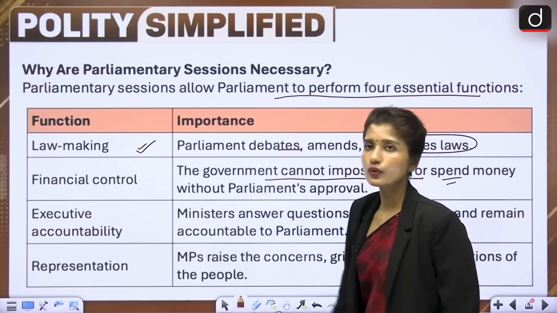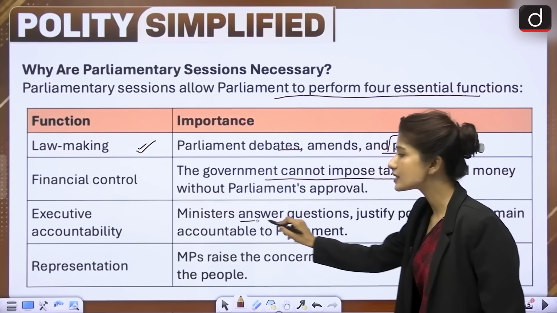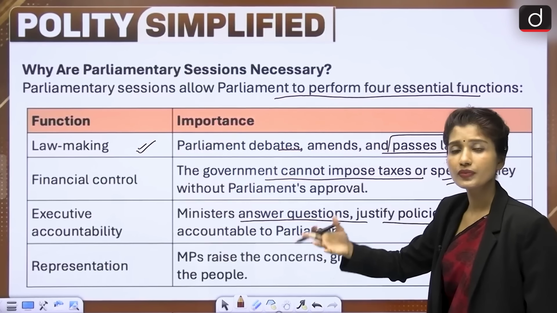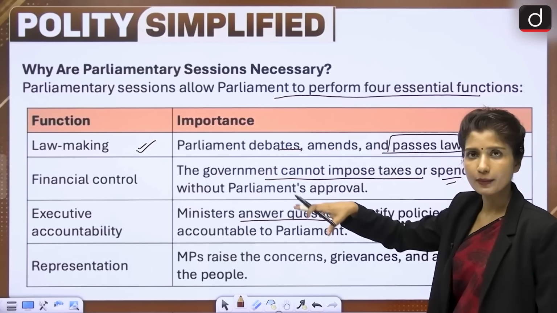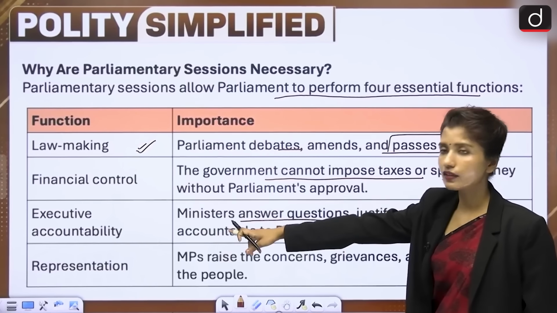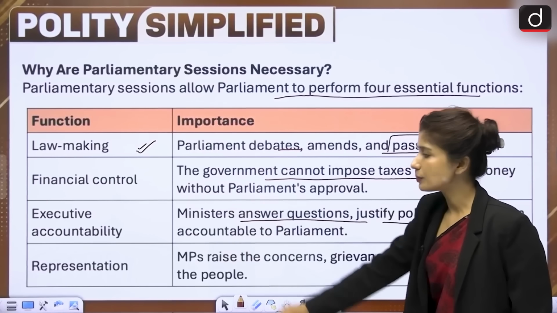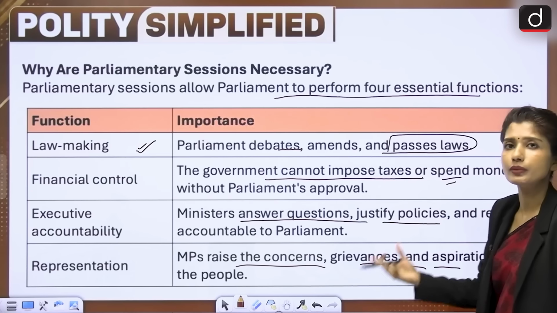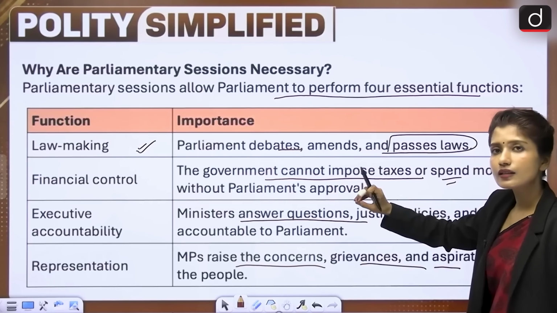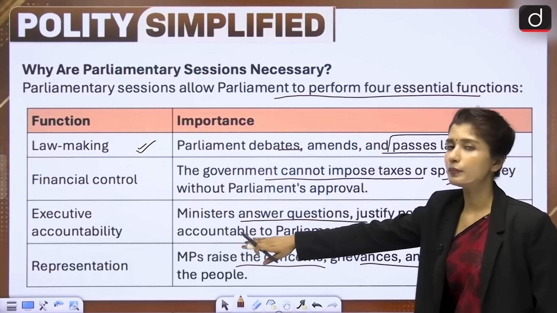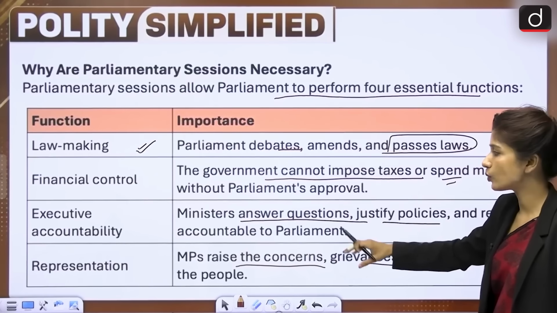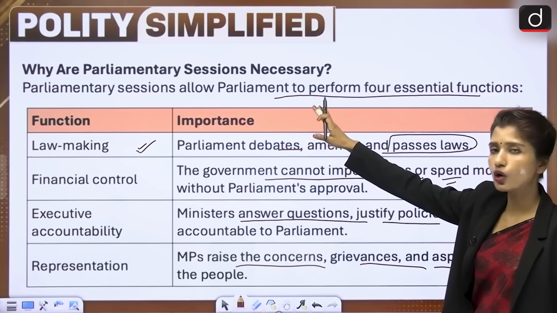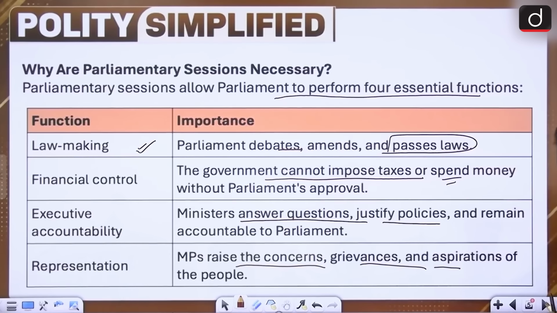Third is executive accountability. Ministers answer questions and justify the policies and the work they were doing when the sessions were not happening. So this ensures executive accountability, and at the same time representation, because MPs raise concerns, grievances, and aspirations of the people. So the people are represented through MPs. Public ideas, public questions are represented through MPs. So representation is another function that happens because of parliamentary sessions.